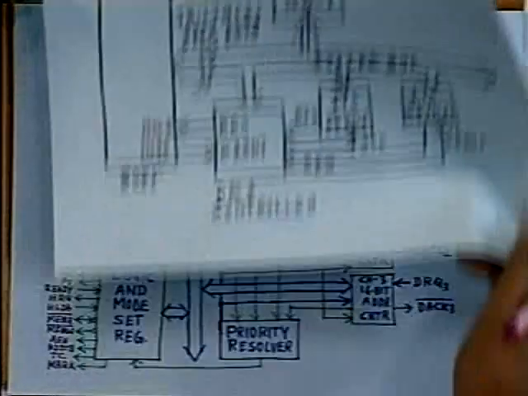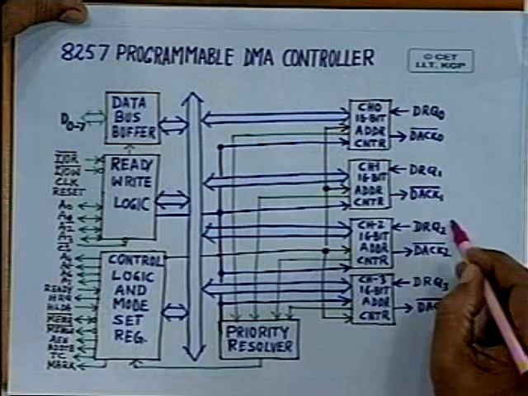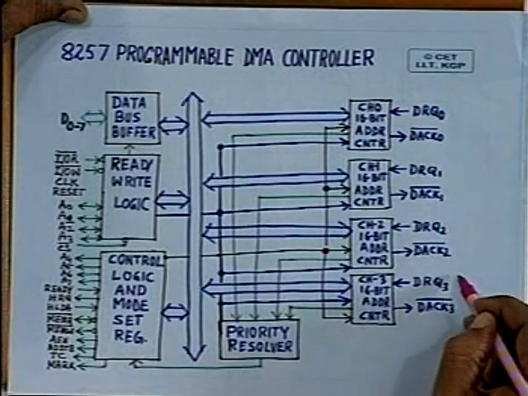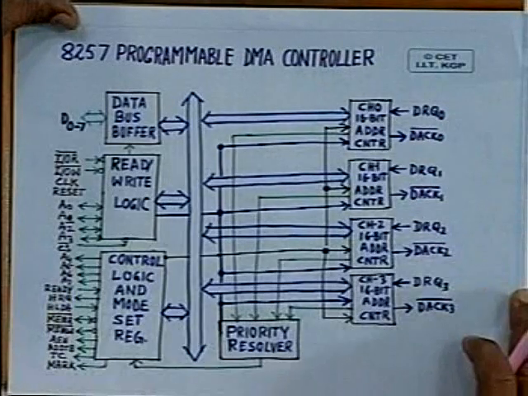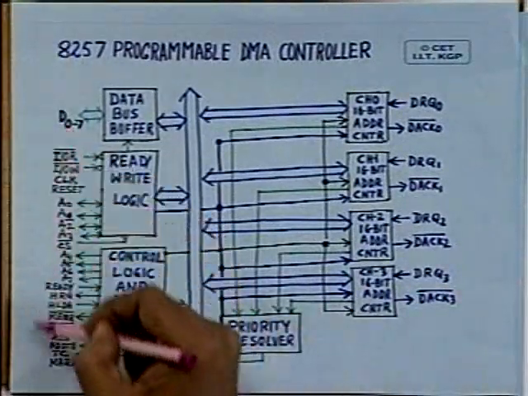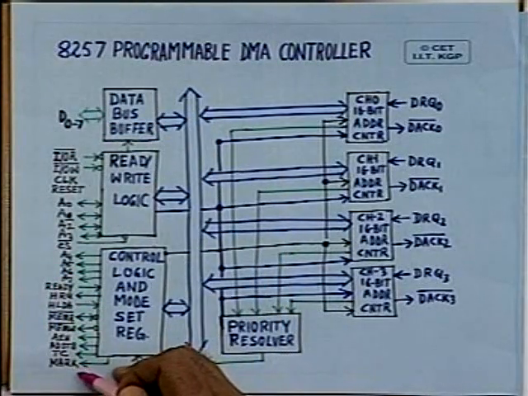So, here you see this will go to device 1, this will go to device 2, this will go to device 3. So, this device side goes to the IO device side. On the other hand, this side is pretty complex, this goes to the microprocessor side.